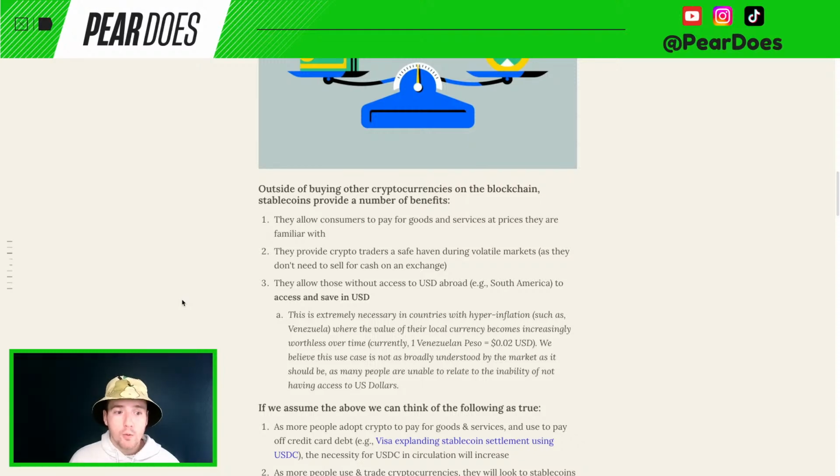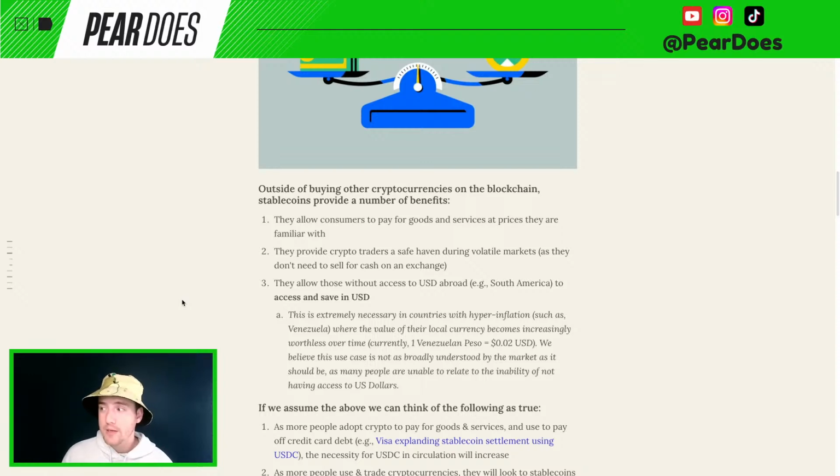And number three, these stable coins allow those without access to US dollar abroad to access and save in US dollar. And this is probably one of the biggest use cases for stable coins that we are seeing an impact from today, and that is currently being used today, and probably the biggest use case of stable coins ever. Take a country, for example, like Venezuela, where the value of their local currency becomes increasingly worthless over time due to inflation. At the time that this was written about a year ago, the value of one Venezuelan peso was equal to 2 cents, okay?